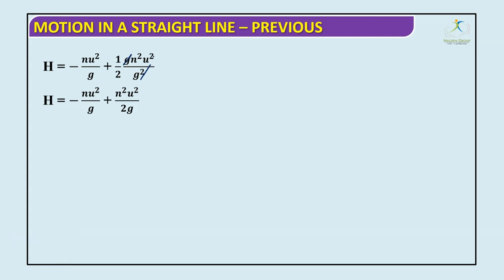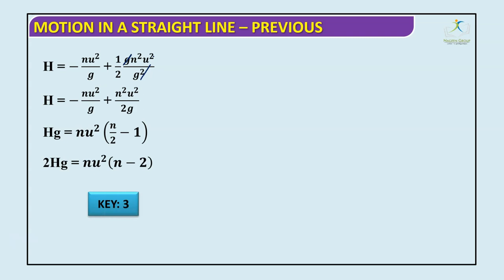So the final answer is minus nu² by g plus n²u² by 2g. h by g equals nu² times (n by 2 minus 1), or 2hg equals nu²(n minus 2). Hence the correct option for this question is 3. I hope you understand, students. Moving ahead with the next question.